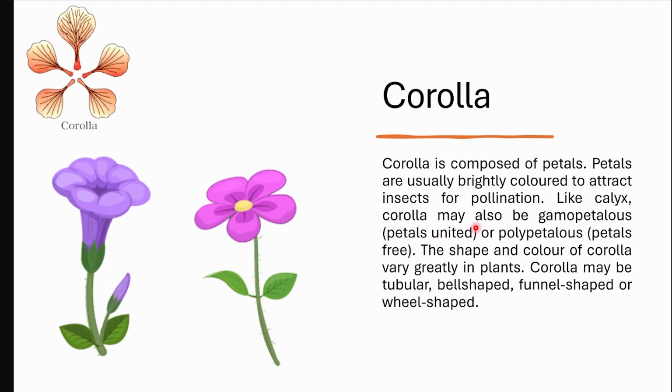Like calyx, corolla may also be either gamopetalous, right? That is, the petals are fused together, as in this case, or polypetalous, that is, the petals are free, right? The shape and color of corolla vary greatly in plants. Corolla may be either tubular, or it could be barrel shaped or funnel shaped or wheel shaped, right? So there could be different kinds of shapes of corolla that can be present across the flowering plants, right? So that is it, right?